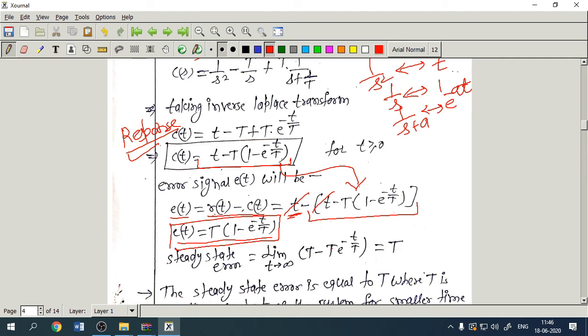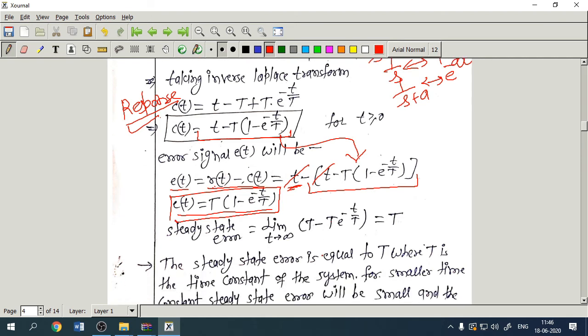Now we will define steady state error. Steady state error means the difference between the final value, that is, the value at t equal to infinity, right? The difference between input and output. Now we'll put t equal to infinity in this error. Now we'll find the value of the steady state error.